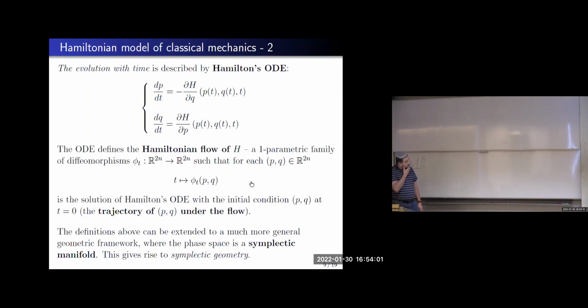Okay, and in general, you can extend all the previous definitions to a much larger geometric framework without any coordinates, and in that framework, the phase space instead of R^2n will be a general symplectic manifold. So it's a higher dimensional surface equipped with a certain differential two-form with certain properties. And this gives rise to symplectic geometry. So you can study these symplectic manifolds, mappings between them, their special submanifolds, and so on. It's a general framework of a field in modern geometry. Yeah, that's a subject in its own right.